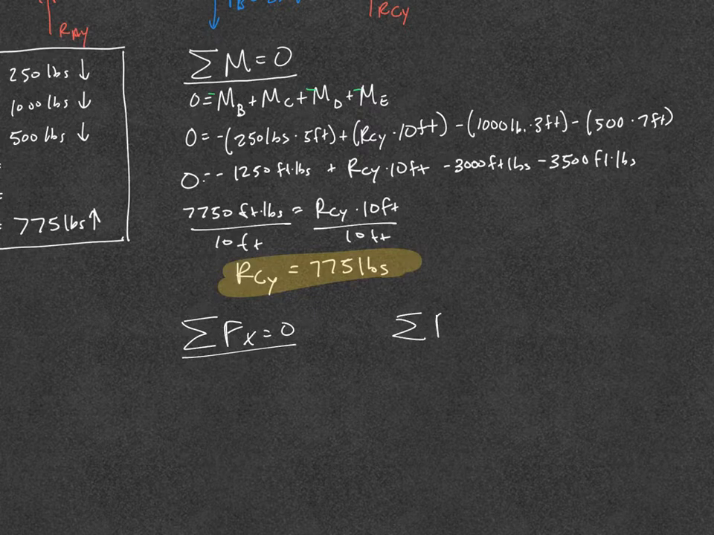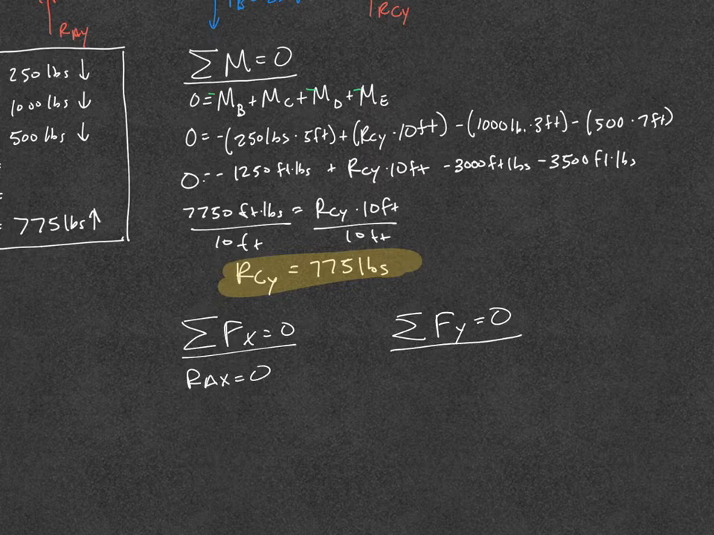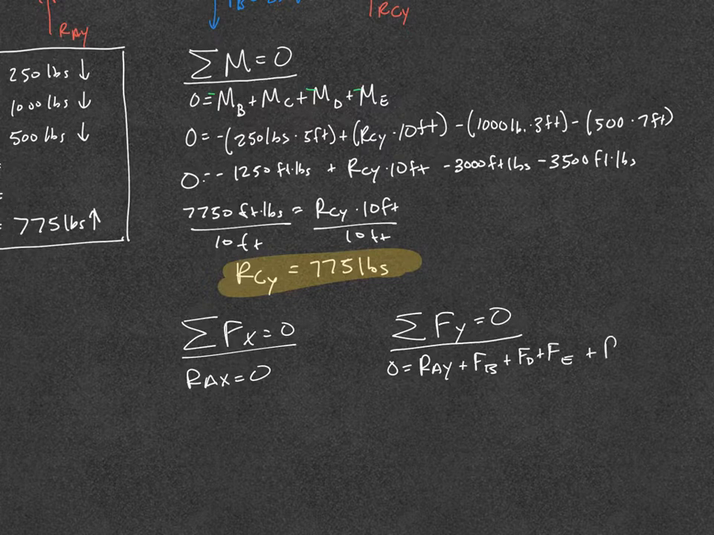I'll now use some of my forces in my X and some of my forces in the Y equation to solve for RAX and RAY. In the X direction, I only have the force RAX, so that was easy. In the Y direction, I have a number though. RAY, force at B, force at D, and the force at E, plus I have RCY, which I just solved for. So I don't know RAY, but I do know all those external forces.